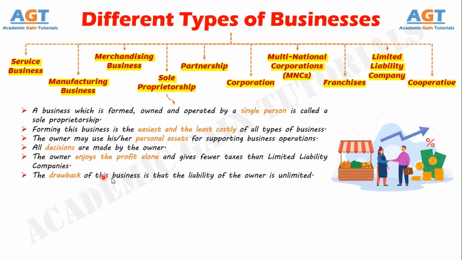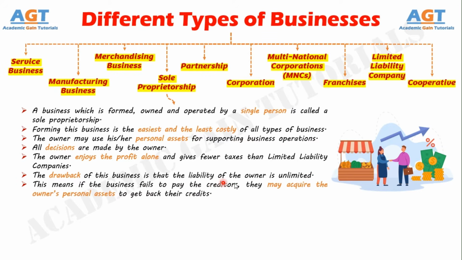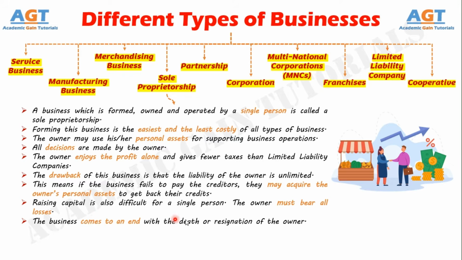The drawback of this business is that the liability of the owner is unlimited. This means if the business fails to pay the creditors, they may acquire the owner's personal assets to get back their credits. Raising capital is also difficult for a single person. The owner must bear all losses. The business comes to an end with the death or resignation of the owner.